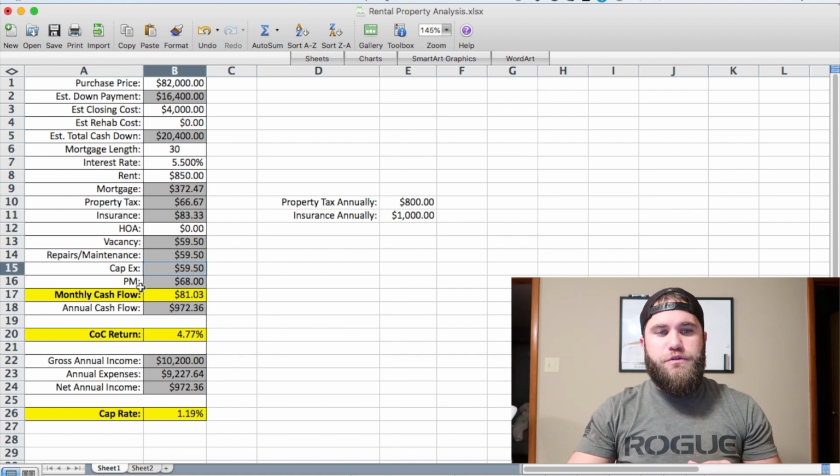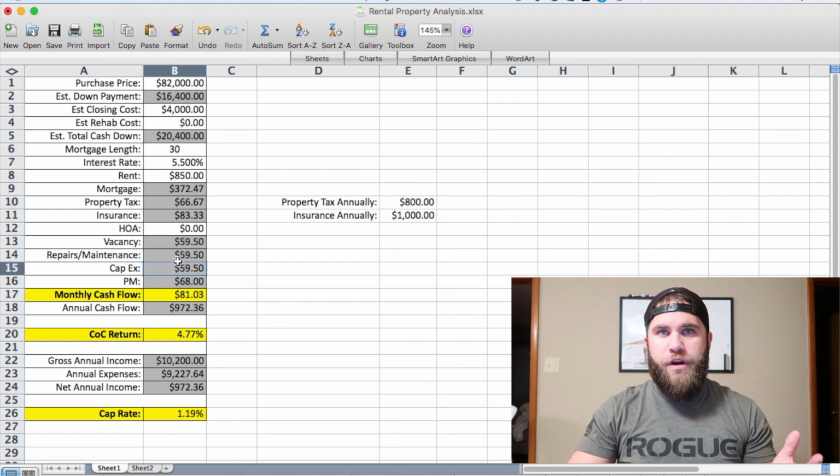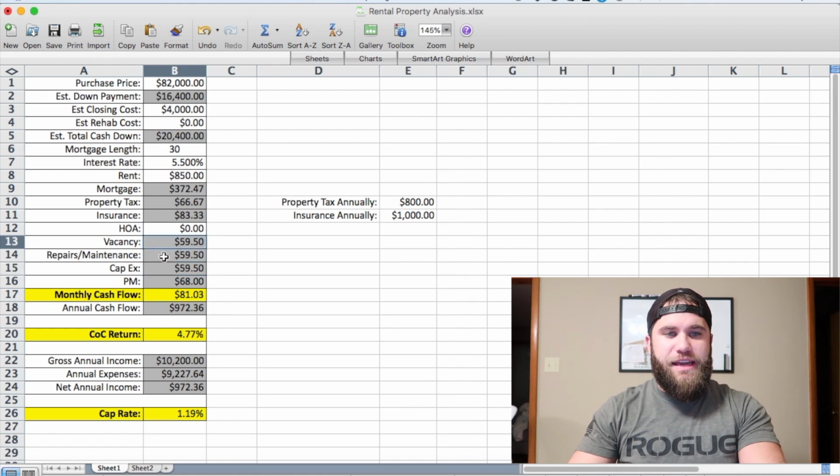Expenditures, because if you don't have this accounted for, where is the money going to come from whenever there is a maintenance problem, or whenever you have a month or two that's not rented and you have to pay the mortgage? So what I do is I take out 7% of my rent check for each line item for vacancy, repairs, and CapEx.